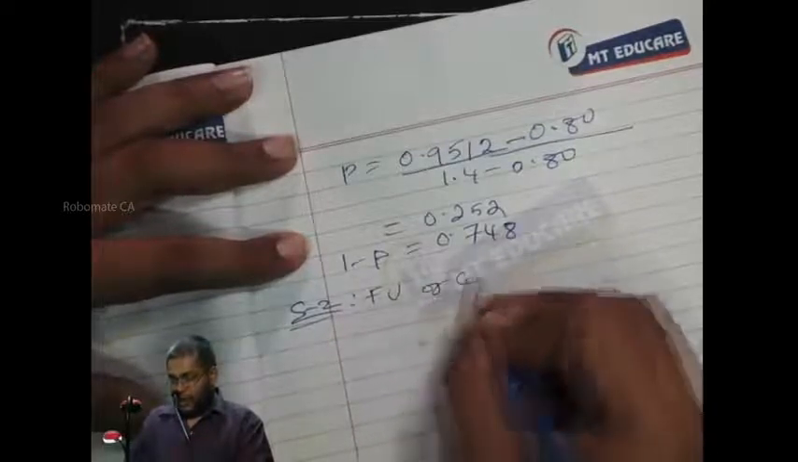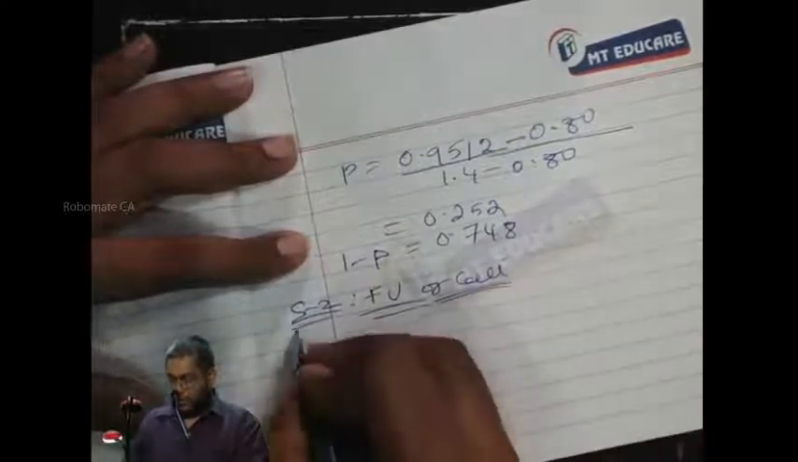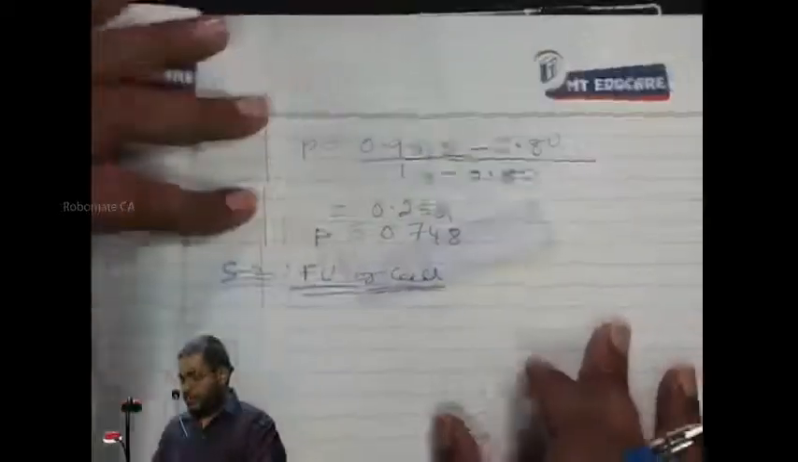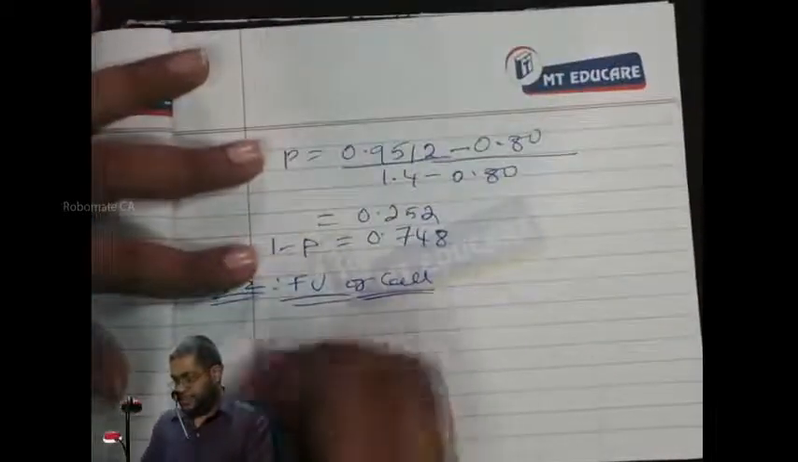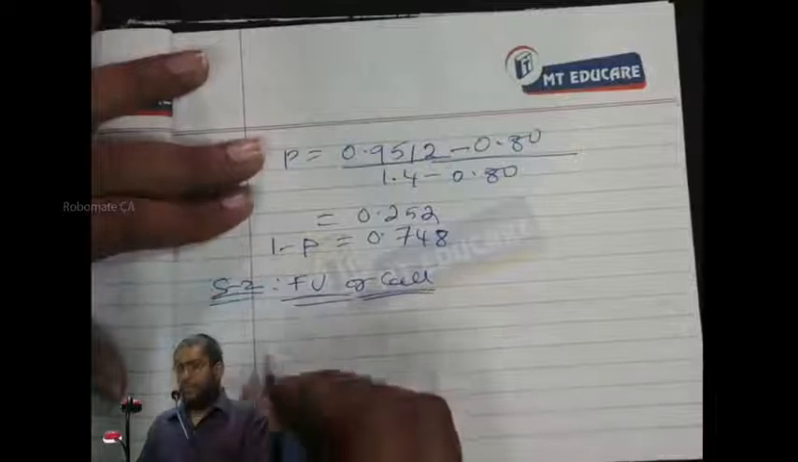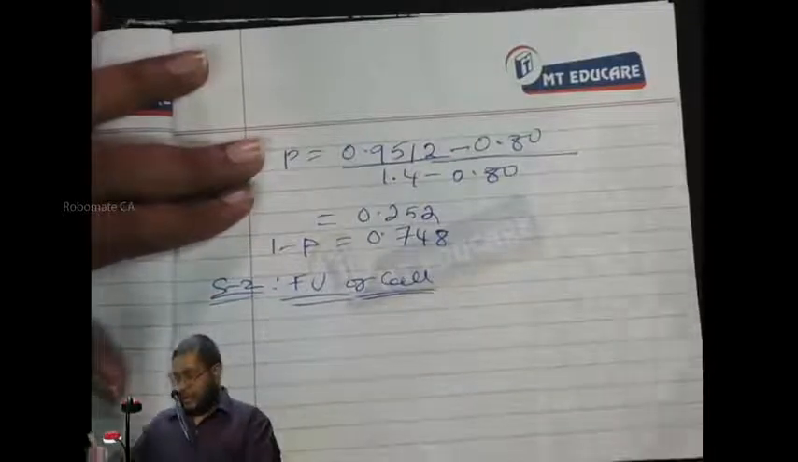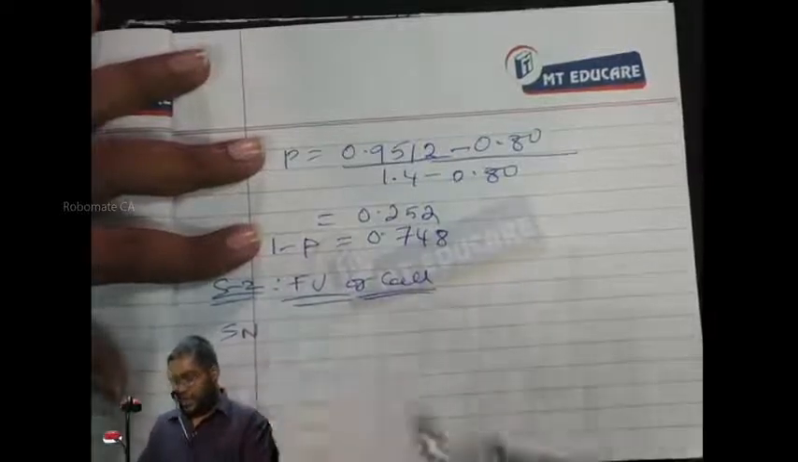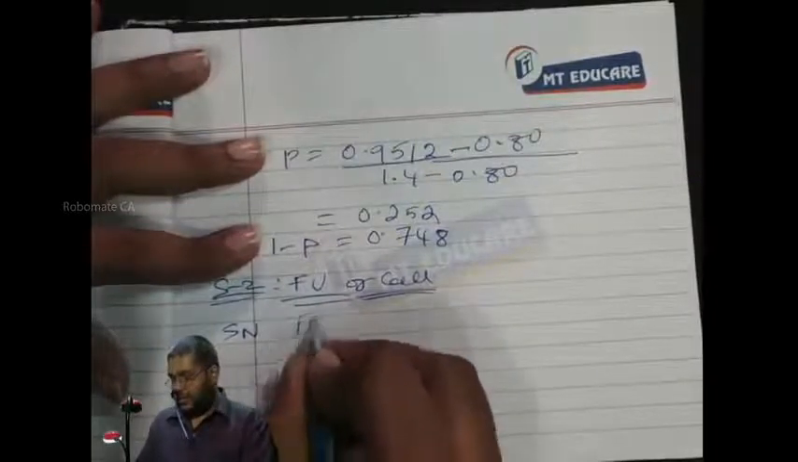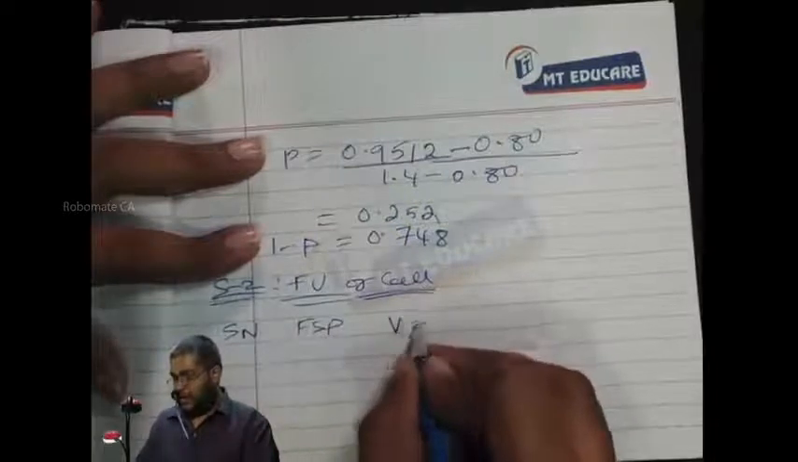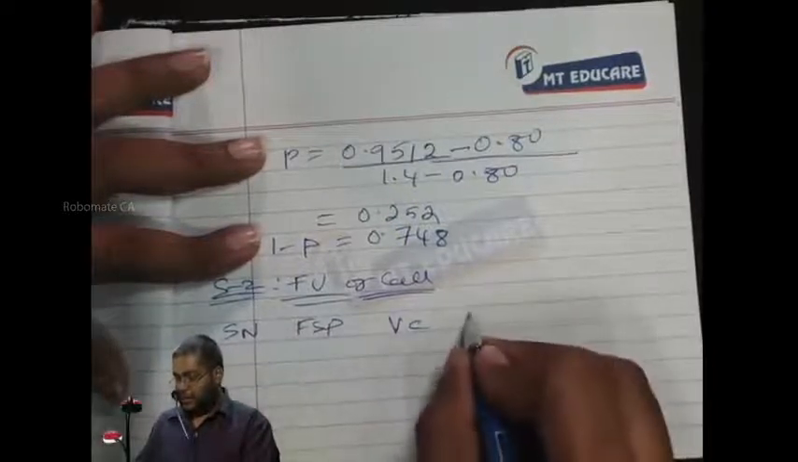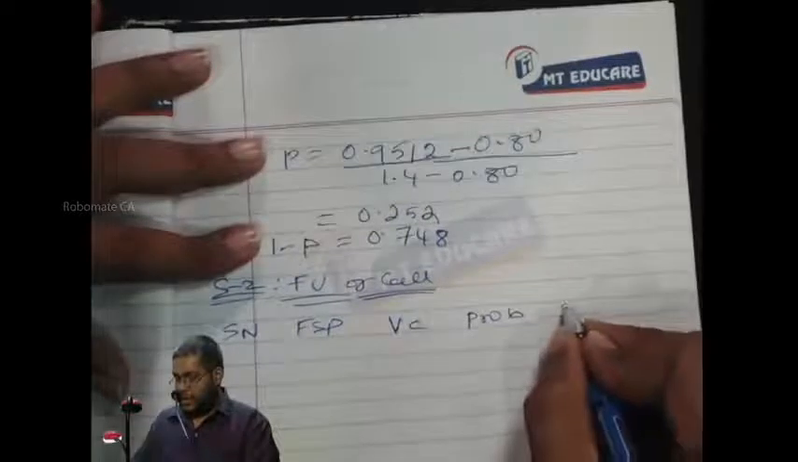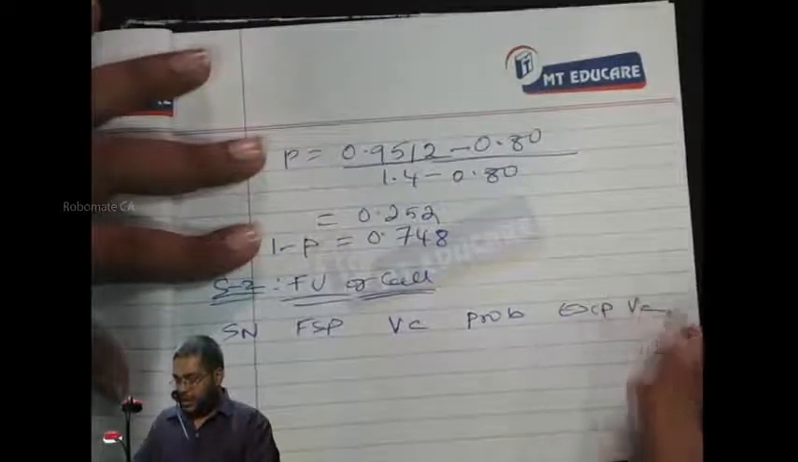Future value of call. I'm going to find out the future value of call. Please, all of you, future value of call option. Tell me the columns. What are the columns? The first column is situation. Next is FSP. Third is value of call. Fourth is probability. Last is expected value of call.